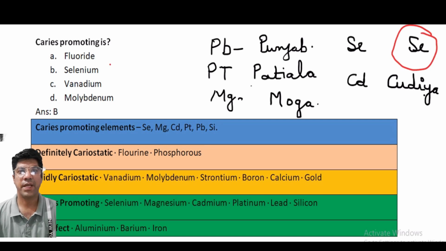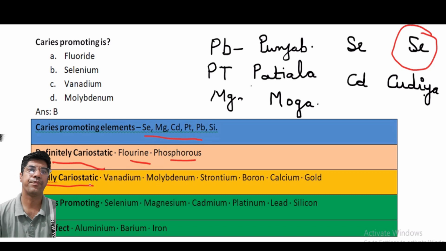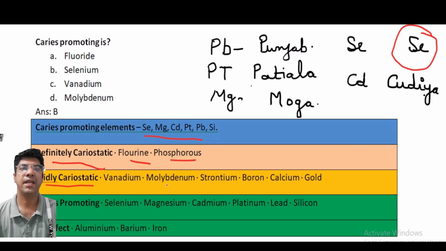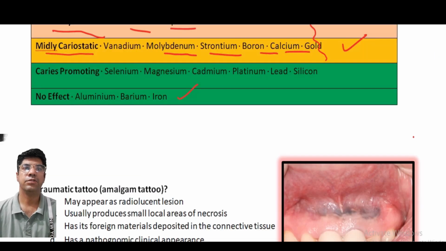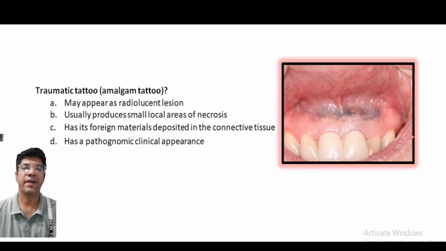So remember the caries promoting elements. So the answer here would be selenium. The definite cariostatic elements are fluorine and phosphorus. The mildly cariostatic ones are vanadium, molybdenum, strontium, boron, and calcium. So remember all these, the caries promoting and those having no effect. The minerals that have no effect are aluminium, barium and iron.